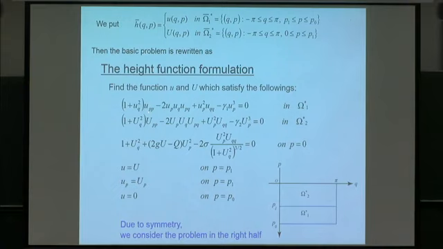The vorticity equations for small u and large u, the Bernoulli equations, and the boundary conditions for small u and large u. P equal P1 corresponds to the interface of omega 1 and omega 2, and this is a condition that the velocity is constant across the interface. Due to symmetry, we consider the problem in the right half in this way.